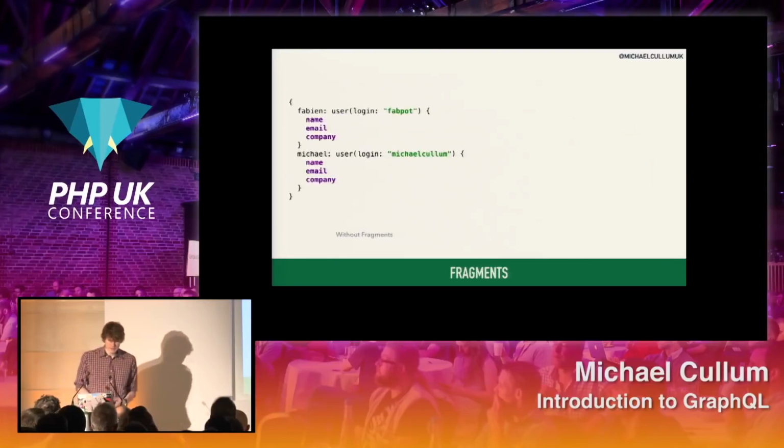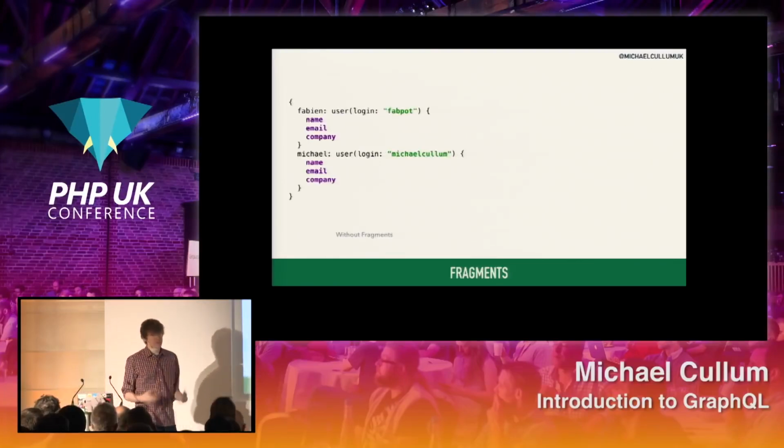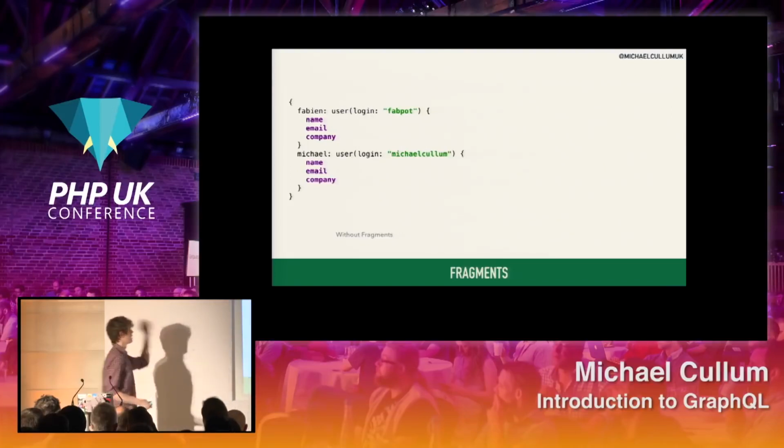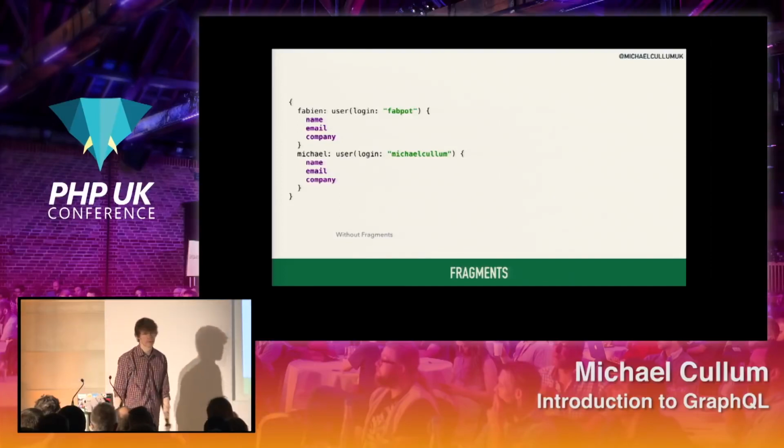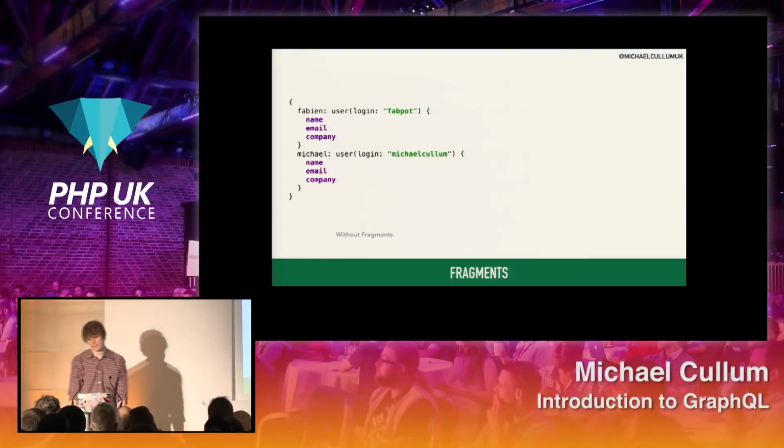Now, that's great when you're only looking at one field, but let's say that you want to have multiple different fields in there. You want to have like name, email, company. Now, as a developer, this makes me hurt. This makes me want to cry, because I'm repeating the same thing, right? Which we all know is bad practice. But GraphQL can handle this for us using something called fragments.